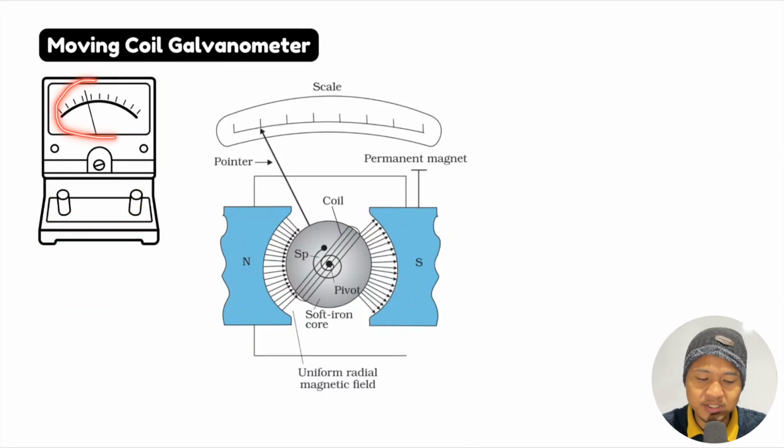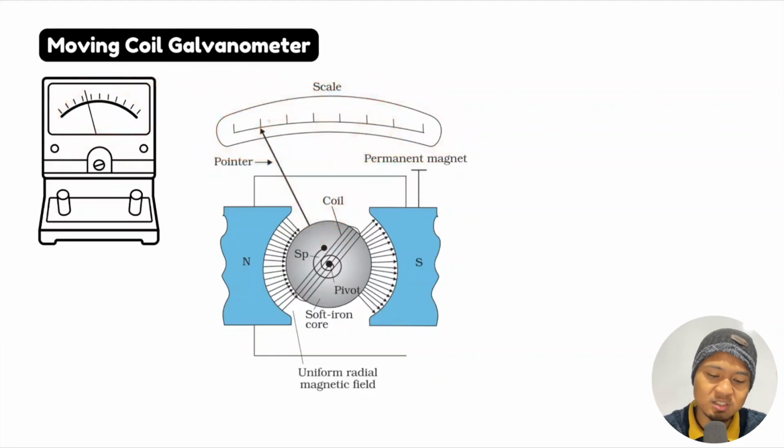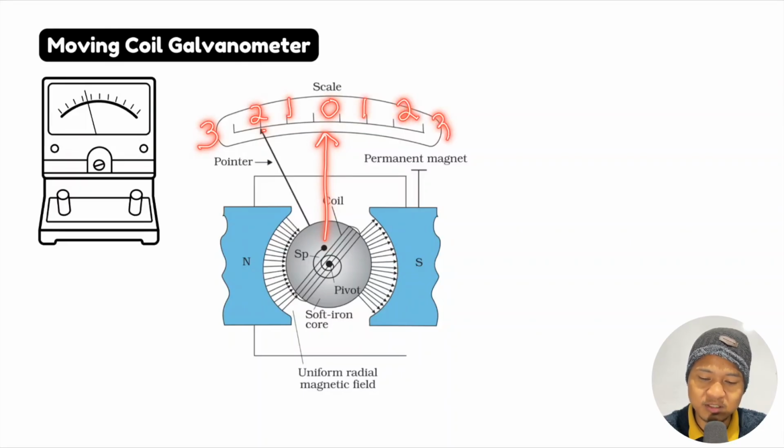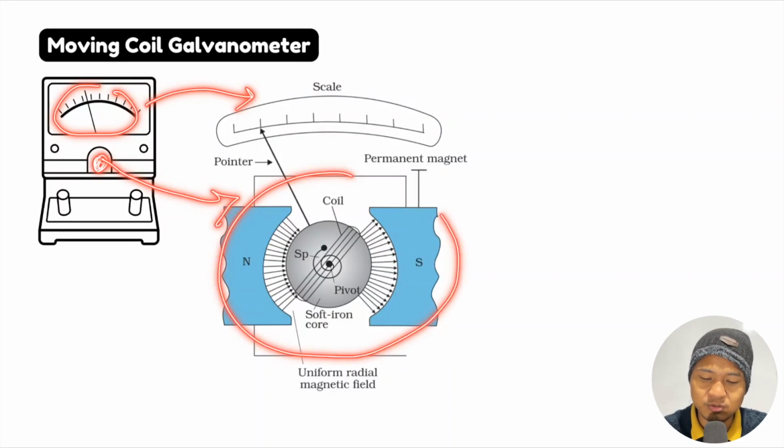It looks like an ammeter, with a scale for reading. So here the pointer can deflect right and left. Usually this pointer will be exactly in the middle, at zero. It shows 1 ampere, 2 ampere, 3 ampere. So the galvanometer can measure only small current, in the milliampere range. So this whole thing is the scale part.